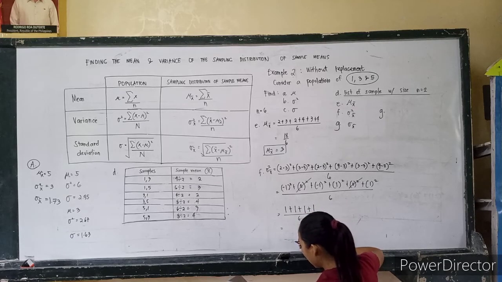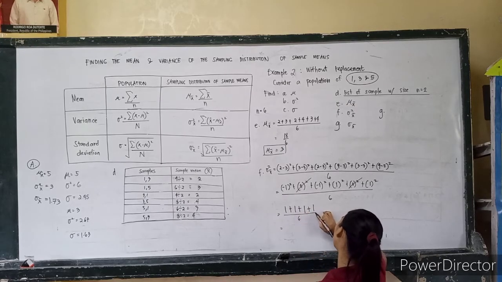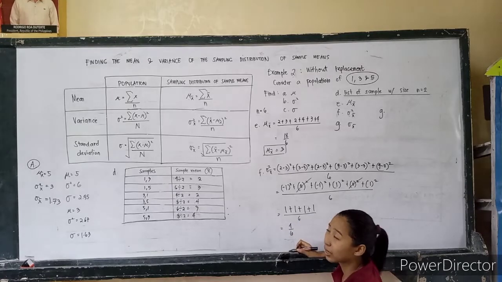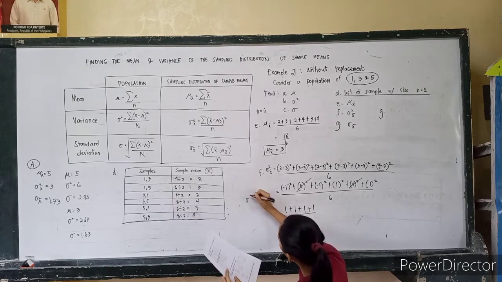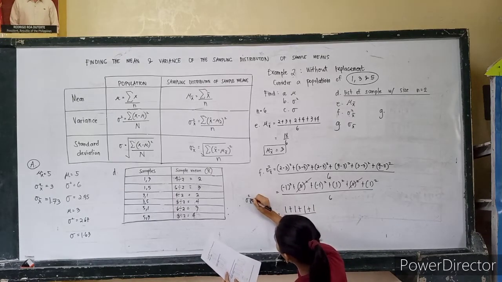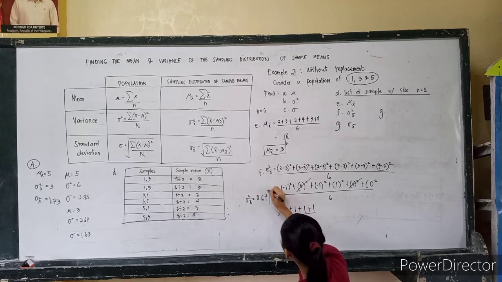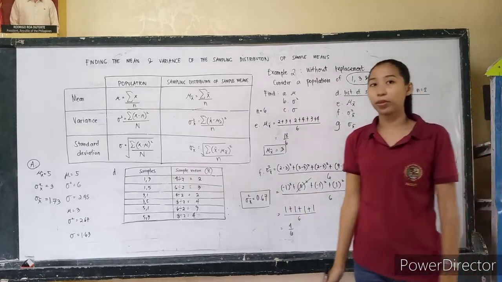Okay? Next we have 1 plus 1 plus 1 plus 1 is equal to 4 divided by 6. Last step is 4 divided by 6. So 4 divided by 6, based on your module, is equal to 0.67. So this is now your variance of your sample means.